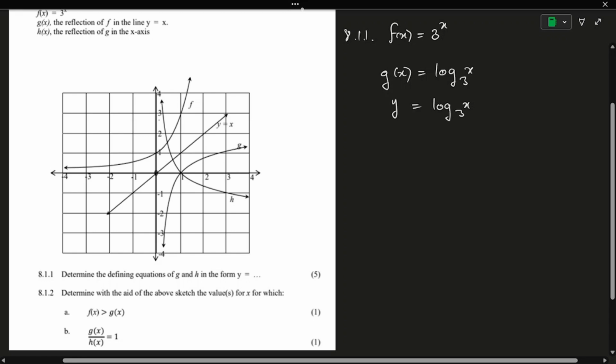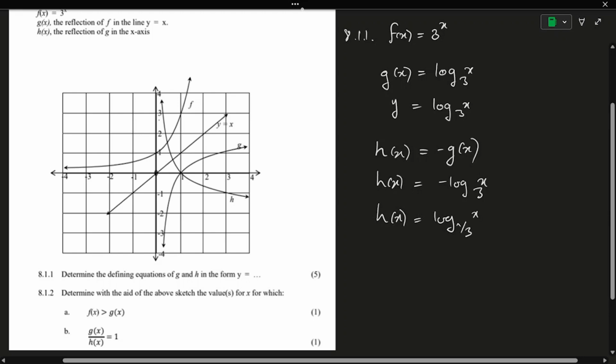Our h now is a reflection of g about the x-axis. So this means h of x is equal to minus g of x. What does this mean? It means that h of x is equal to minus log x base 3. And this can be rewritten as h of x is equal to log x base 1 over 3.